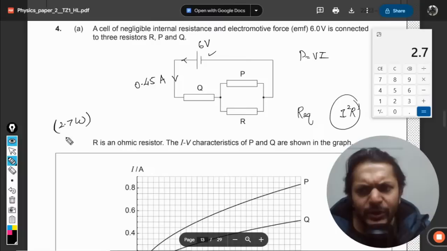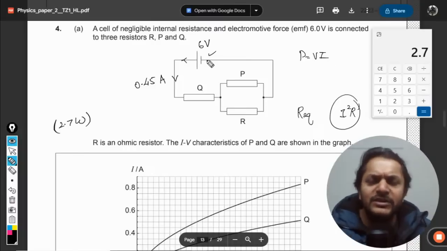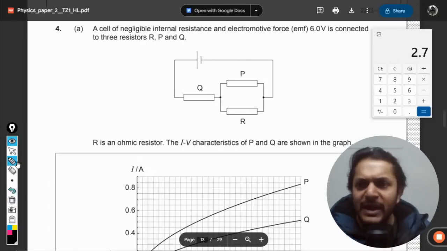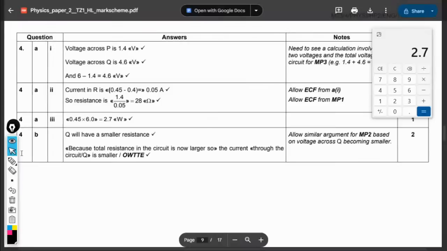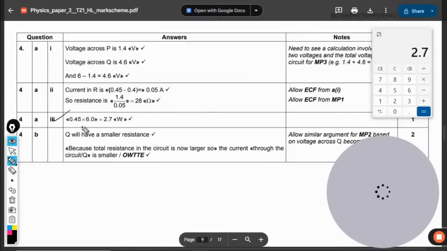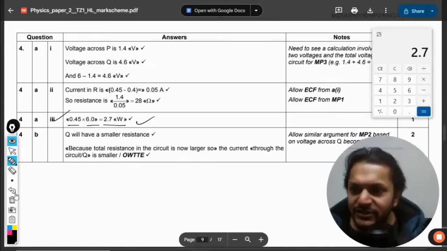So you can use P is equal to VI. It's better if you're concentrating on the battery. So the answer is 2.7. And let us see what is the answer here. Yes, even they have done the same thing. V into I, that is 2.7 watt. Okay, so this is how we do this question. Let us go to the other question now.